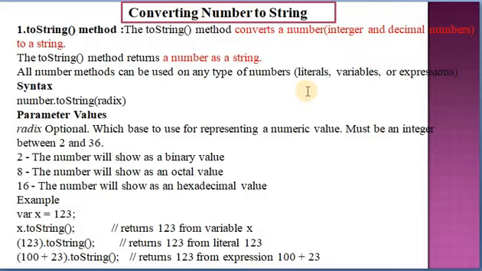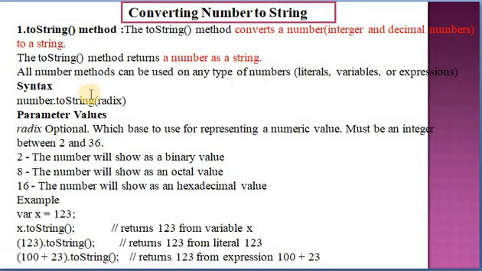Next point is converting number to string. The previous three methods convert a string to a number, that is the Number method, the parseInt method and the parseFloat method. By using the toString method, we convert a number to a string. The toString method converts a number, that is an integer or decimal number, to a string and returns the number as a string. All the number methods can be used on any type of number, whether a literal, a variable or an expression.